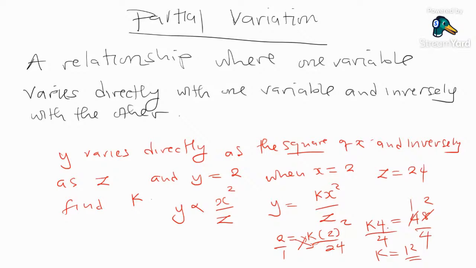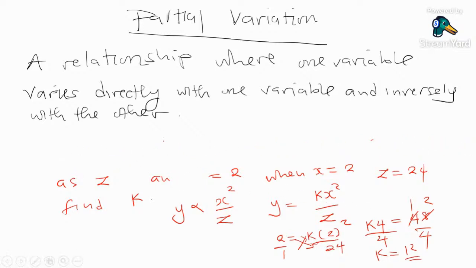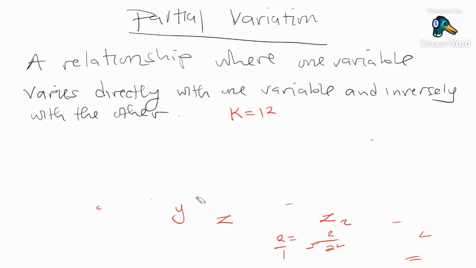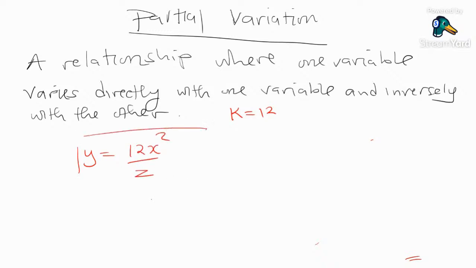Then now they are saying find the value of y. So I guess there's no problem up to this particular point. I can remove this. Remember, our k is equals to 12, and we are going to write the formula that we are going to use in the next one, in which we just replace k in the one that we used at first. So y is equals to 12x square over z. So this is what we are going to be using going forward.